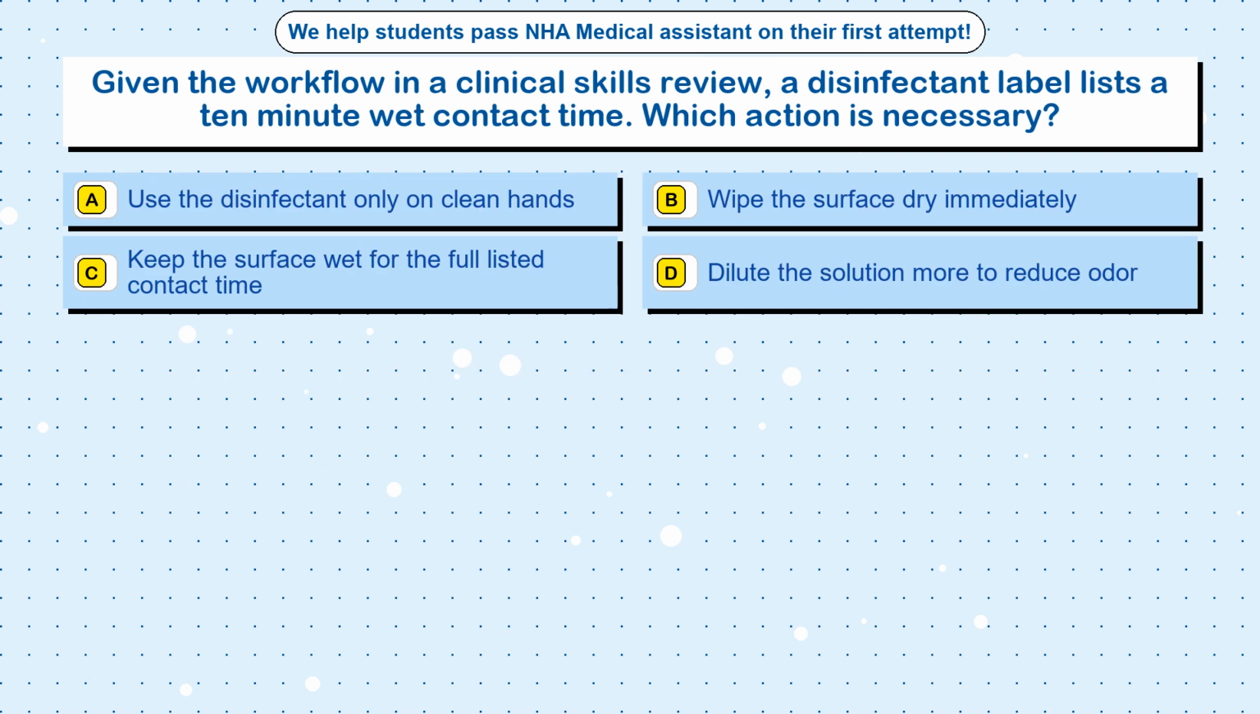Question 7. Given the workflow in a clinical skills review, a disinfectant label lists a 10-minute wet contact time. Which action is necessary? Option A. Use the disinfectant only on clean hands. Option B. Wipe the surface dry immediately. Option C. Keep the surface wet for the full listed contact time. Option D. Dilute the solution more to reduce odor.